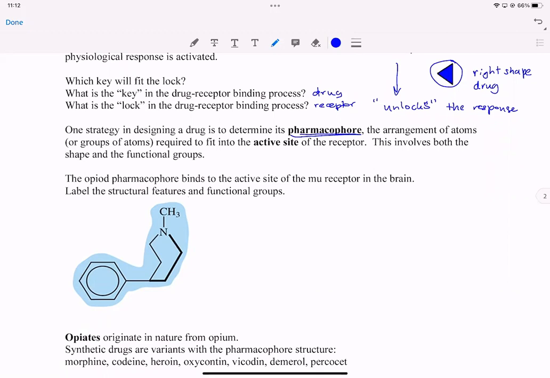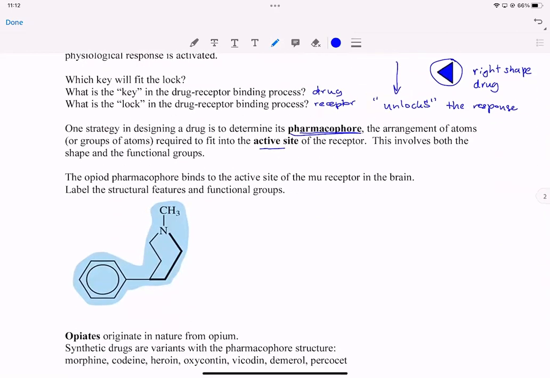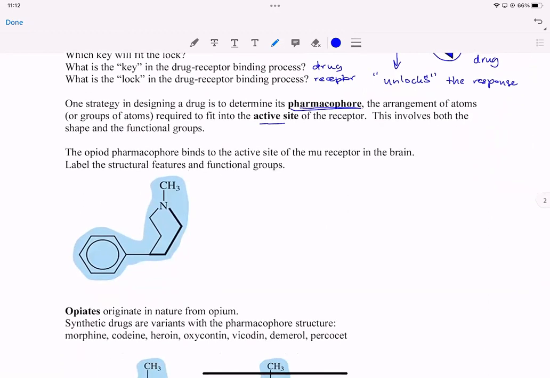That's the arrangement of atoms that are absolutely required. You can have other stuff in there, but what you absolutely need at the very base is this. And you might have extras in there, but it has to be able to fit. So it fits into the active site of the receptor. So the active site of this receptor here is that shape, right? And so it's the shape, and also you need to have the functional groups in the right positions to initiate that response. So this is the pharmacophore of opioids.